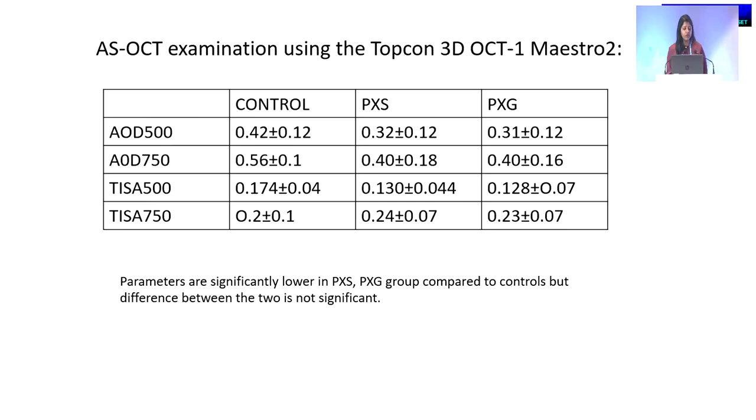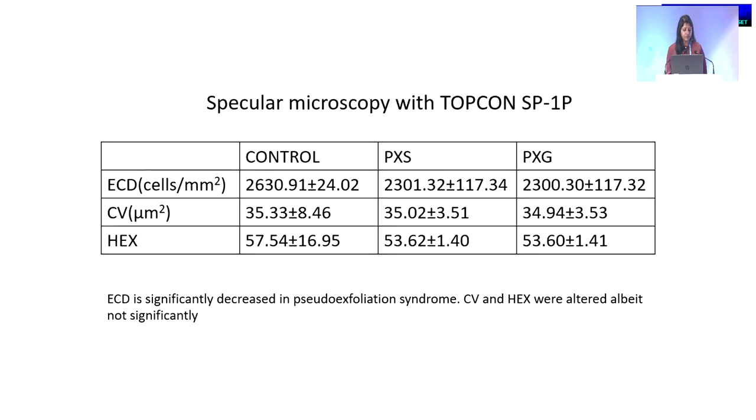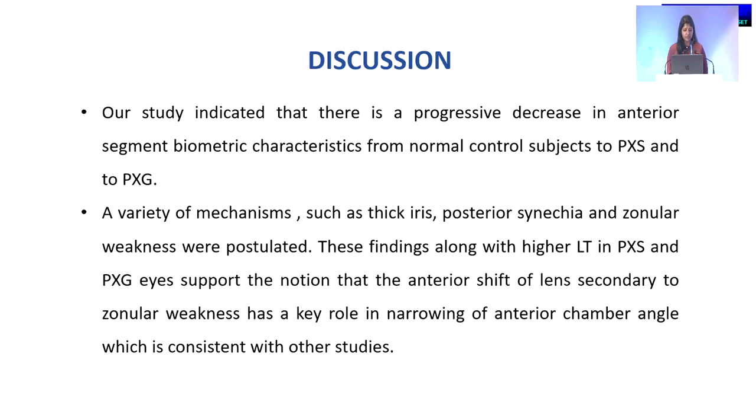On anterior segment optical coherence tomography examination, I compared the angle parameters of angle opening distance and trabecular iris surface area. These parameters were significantly lower in the pseudoexfoliation syndrome and pseudoexfoliation glaucoma groups as compared to the controls. And on specular microscopy, endothelial cell density was decreased in pseudoexfoliation syndrome, but the coefficient of variation and hexagonality were altered insignificantly between the groups.